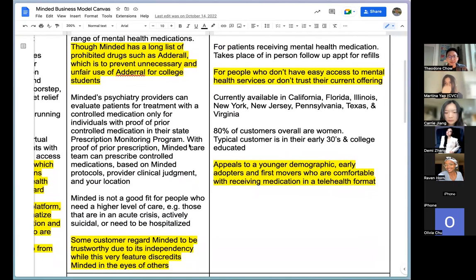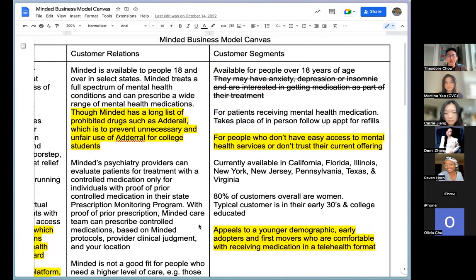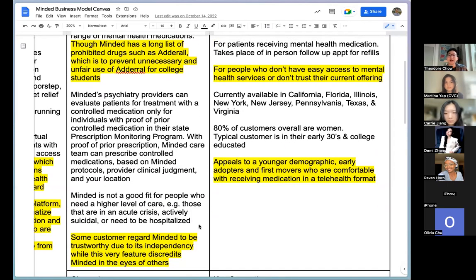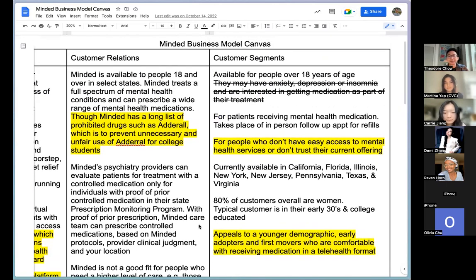So obviously it's not a great fit for people who need a high level of care. If they're in a crisis, actively suicidal, or need to be hospitalized, obviously these are not customers that Minded is targeting. They're more targeting people who have mild depression or anxiety and need an easier way to fill their medication, or they might be extra forgetful. So having this delivered right to their doorstep could also be a really value-add feature for them.